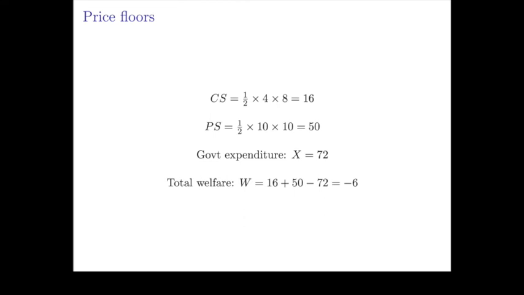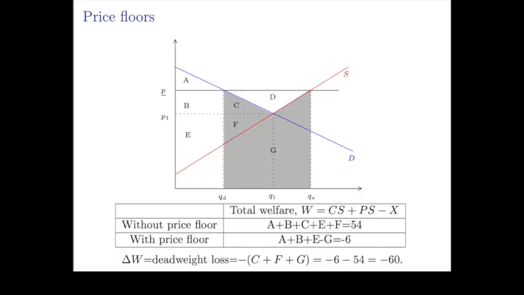And we can calculate these again. The consumer surplus with the price floor is 16. The producer surplus with the price floor is 50, but the government, recall, is spending $72. So the total welfare is producer surplus of 50 plus consumer surplus of 16 minus the government expenditure of 72, so it's a total of -6. So the deadweight loss is this area here. And we can quantify it as being -60.